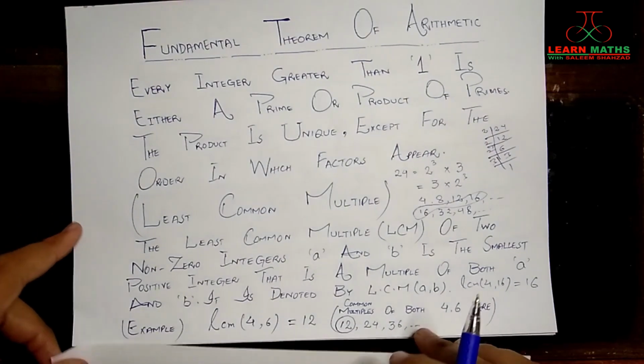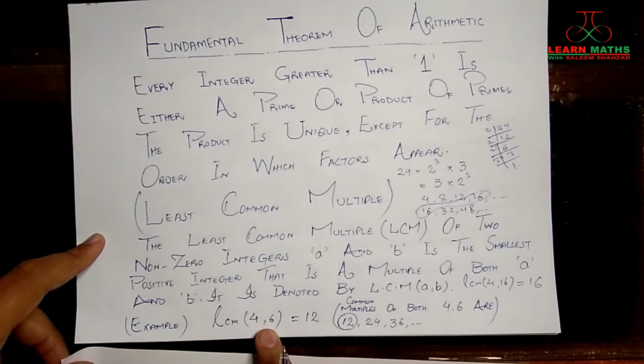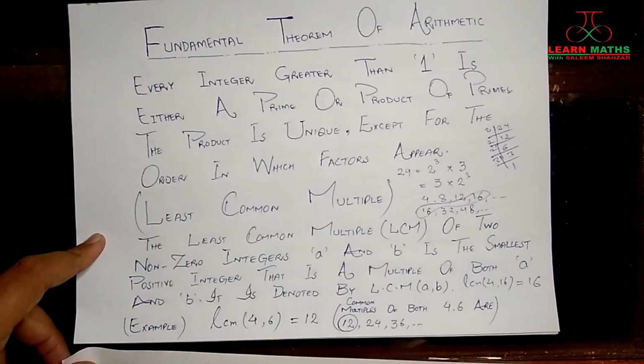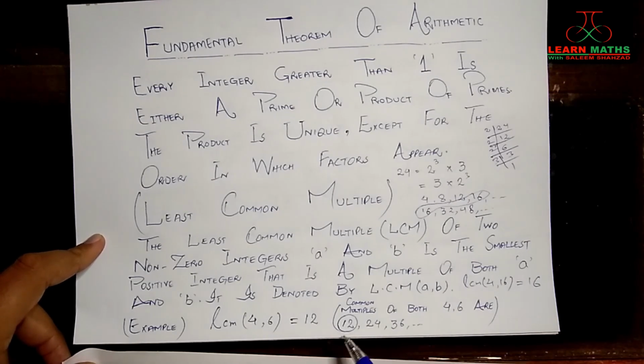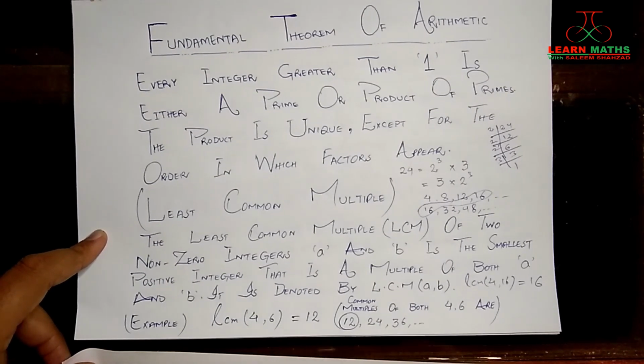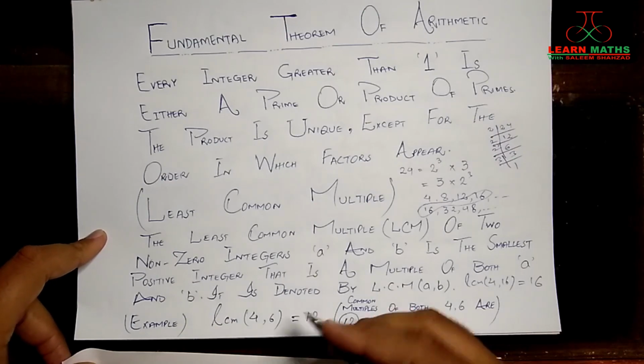Okay, here we have another example. If you take the LCM of 4 and 6, you know that the multiples of 4 are 4, 8, 12 and so on, and the multiples of 6 are 6, 12 and so on. So 12 is the smallest positive integer which is a multiple of both 4 and 6. So the LCM of 4 and 6 is 12.